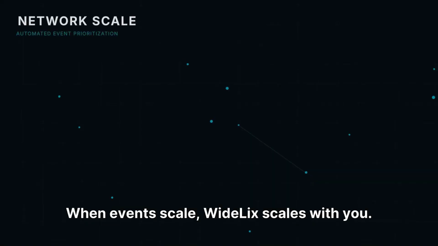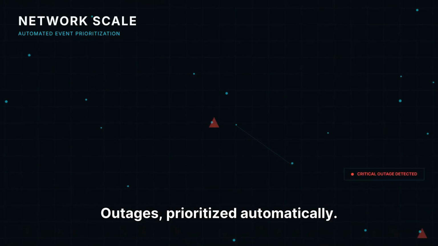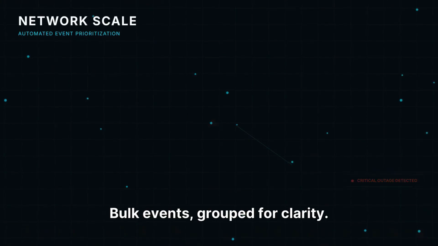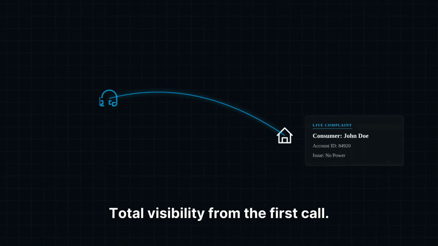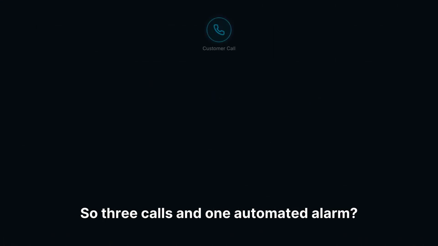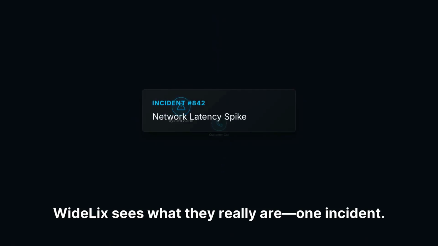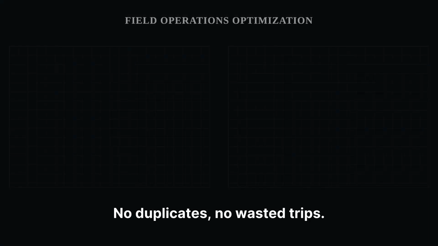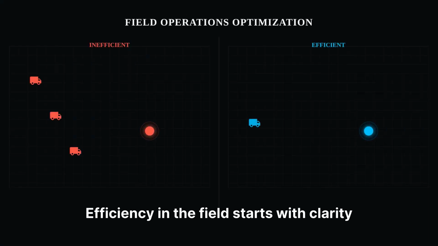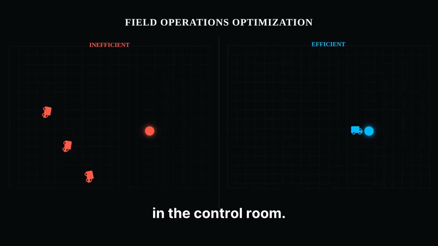When events scale, widelix scales with you. Outages prioritized automatically, bulk events grouped for clarity, customer complaints captured and tied to the exact consumer on the map. Total visibility from the first call. So 3 calls and 1 automated alarm, widelix sees what they really are: one incident, one crew. No duplicates, no wasted trips. Efficiency in the field starts with clarity in the control room.